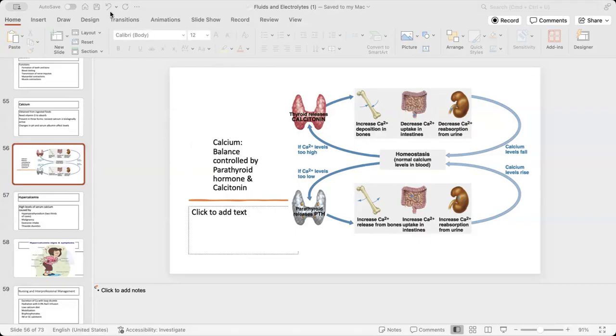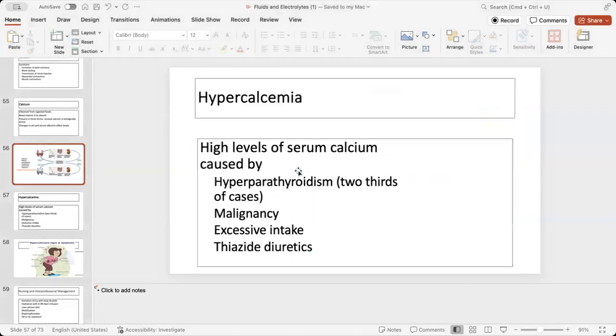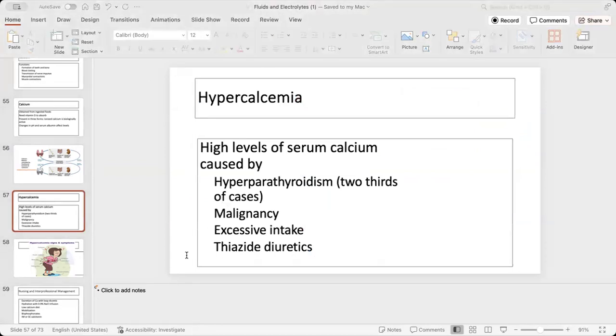So causes of hypercalcemia, right? Hyperparathyroidism is a big one. We talked about thiazide diuretics. What was the example of a thiazide that we talked about? Hydrochlorothiazide, right? Hydrochlorothiazide is going to hold on to that.